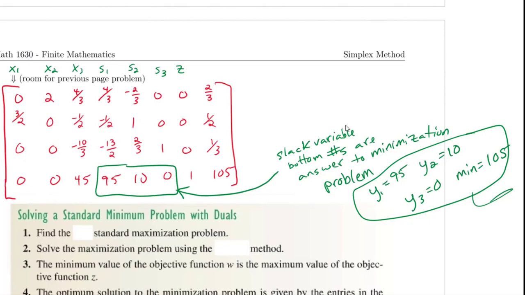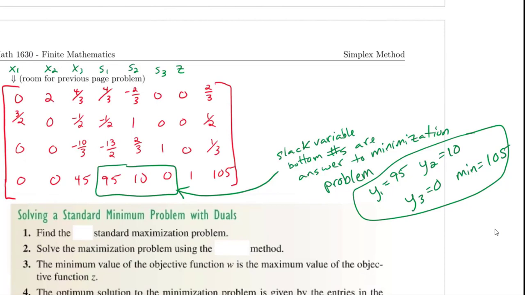So when you read off those answers, the answer to Y1 will be 95 under the S1 column. S2 gives you what Y2 would be in your minimization problem. That'll be 10, and then 0. And then your actual minimum for the answer will be 105. That's the same place you would read the max if you're doing the maximization problem. It's going to be the min for the dual minimization problem that we solved the max for.